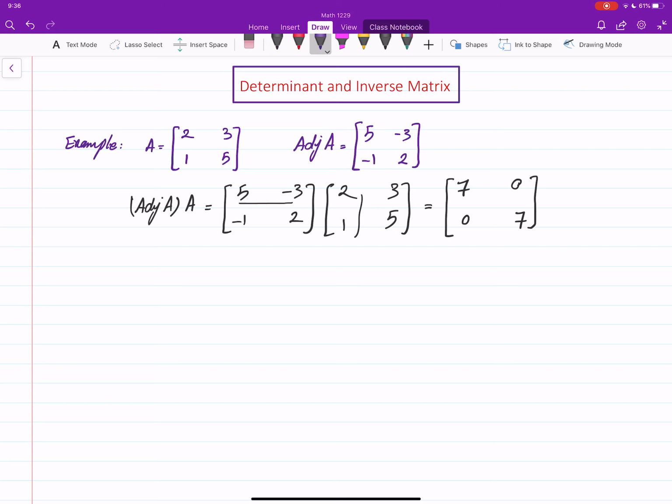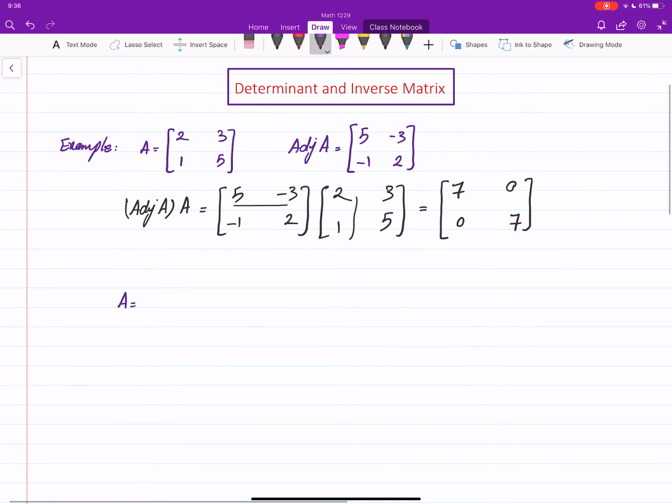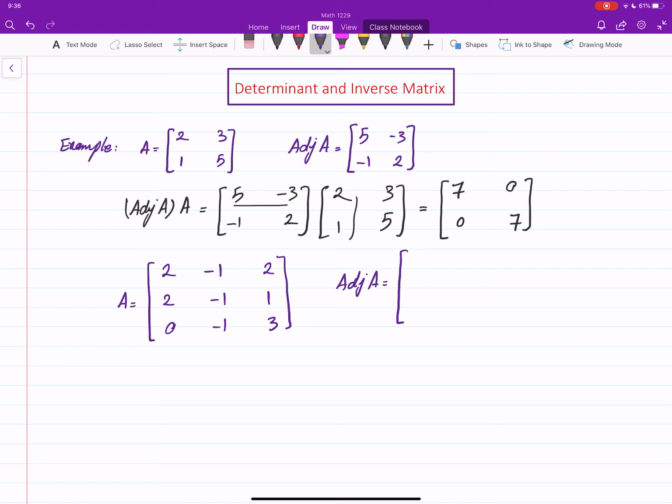Let's do another one of these. In another video, we found the adjoint of this matrix: 2, negative 1, 2, 2, negative 1, 1, 0, negative 1, 3. And we found the adjoint of A was negative 2, 1, 1, and negative 6, 6, 2, negative 2, 2, 0.